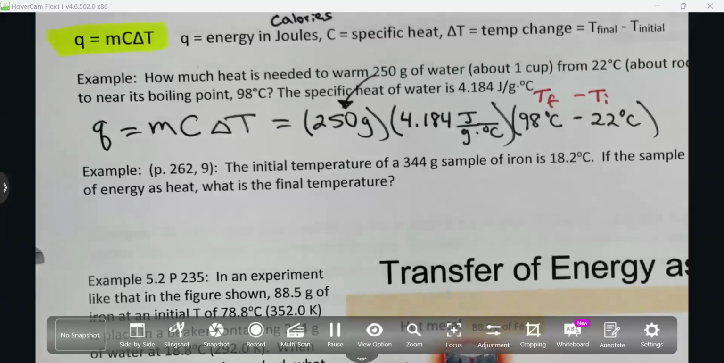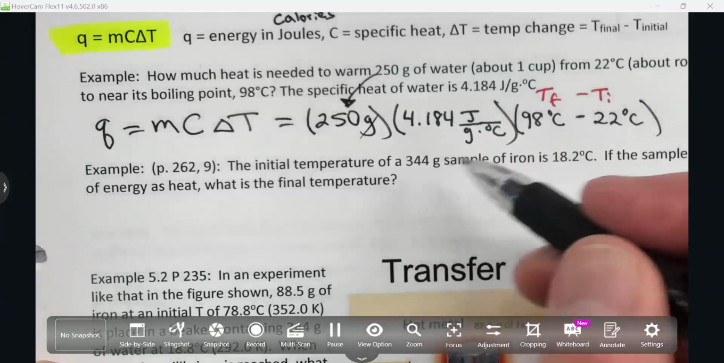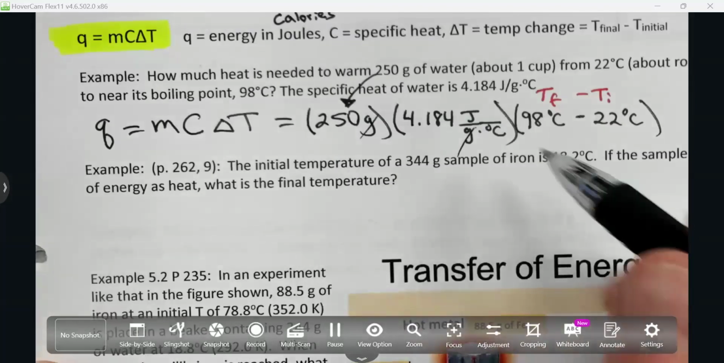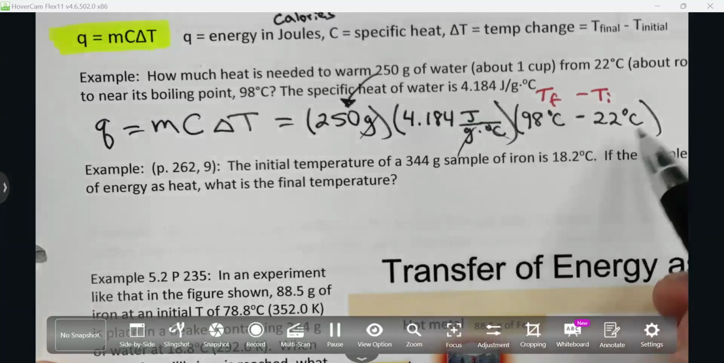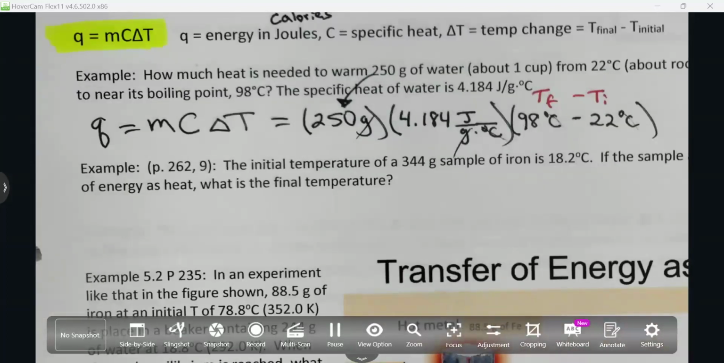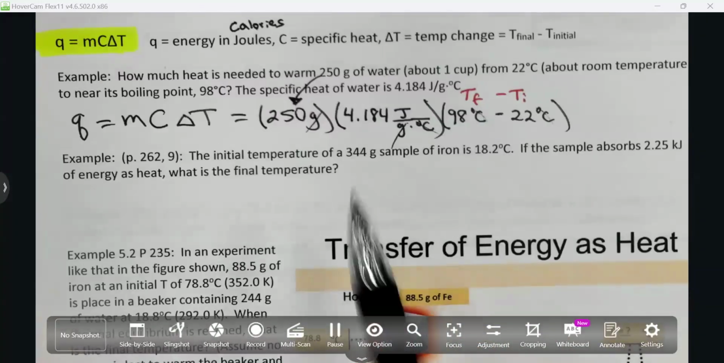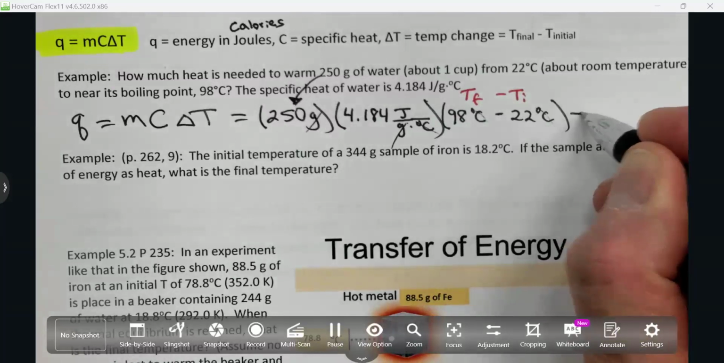Now, keep track of all your chickens, pigs, and cows here. We don't want anything down here that does not have units. Grams cancel out. My degrees Celsius are going to cancel out right there, and I'm going to be left with joules. So keep track of your chickens, pigs, and cows.